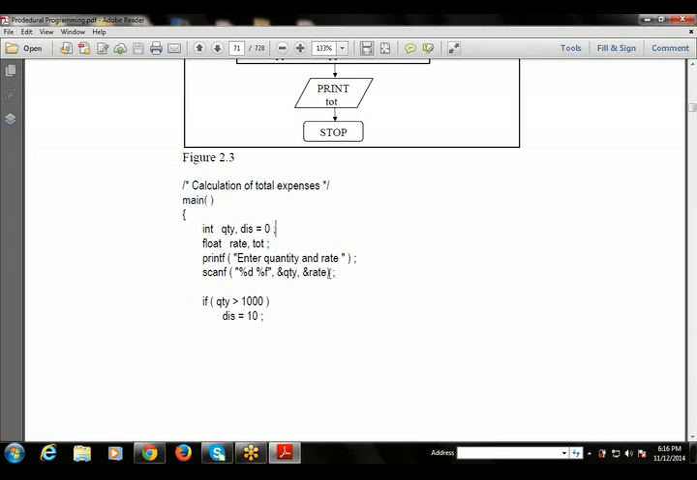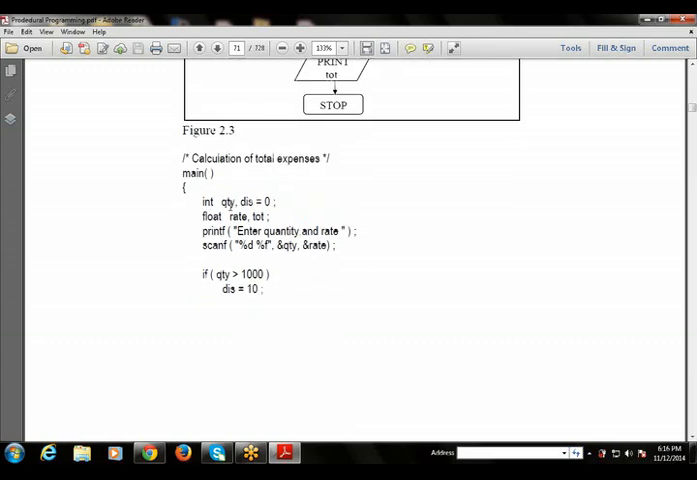First of all, the main function will be used, then use quantity, discount equals 0. That is, initializing the variables to 0. Then use float, that is, rate, TOT. Then use the two variables of float type, that is, rate as well as TOT, your total. So two variables are of integer type, that is, quantity and discount, and two are of float type, that is, rate and total.